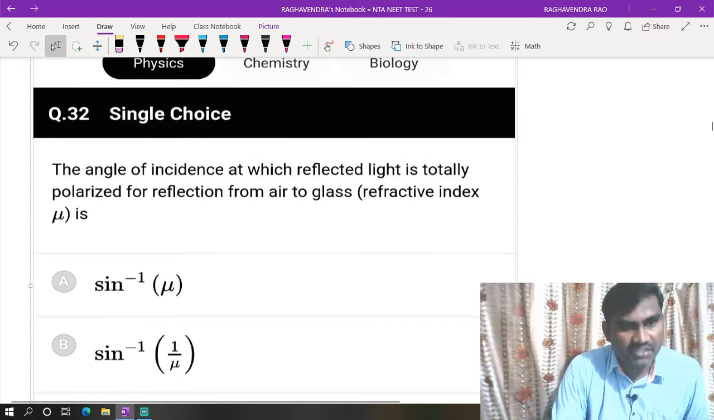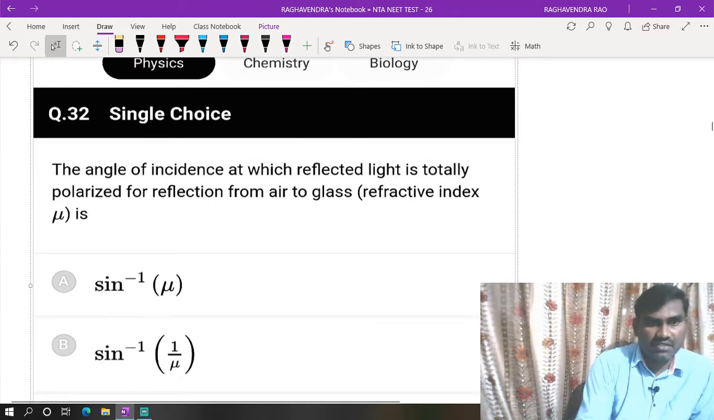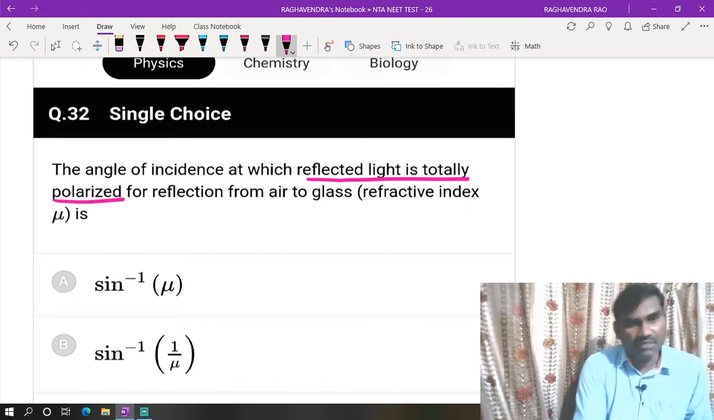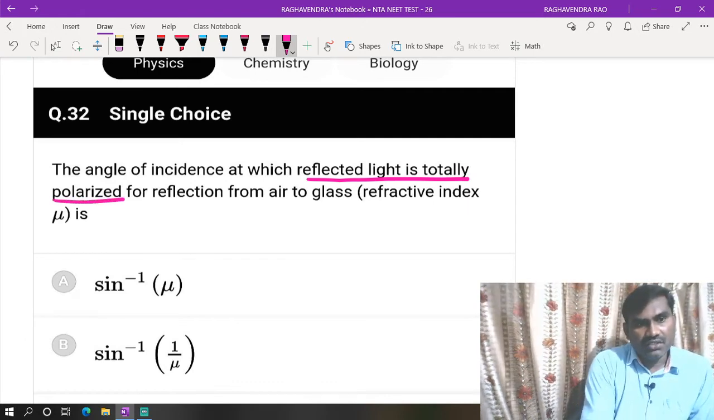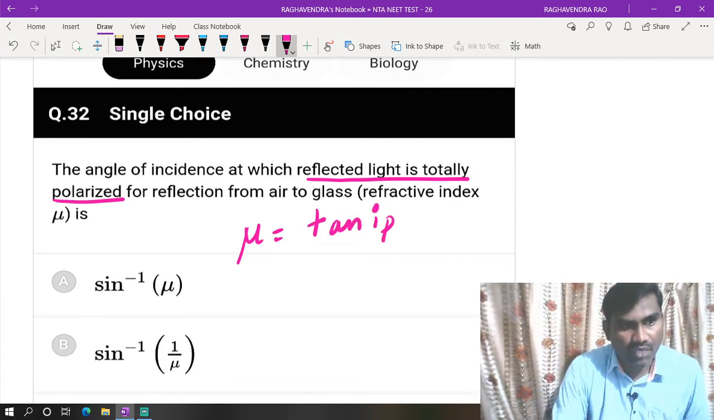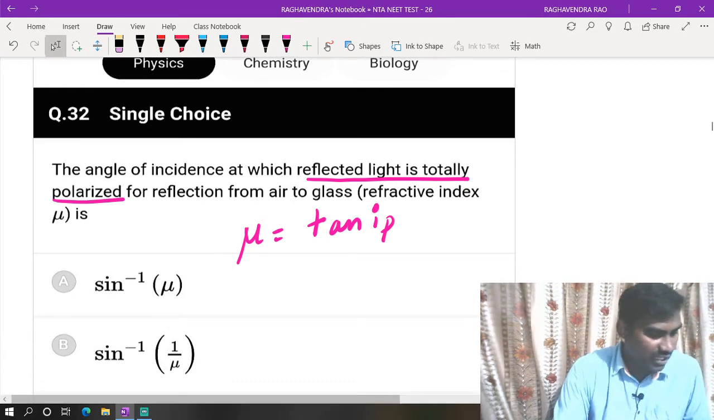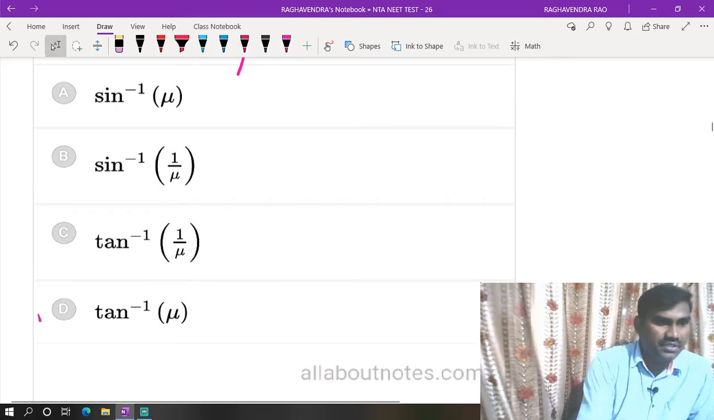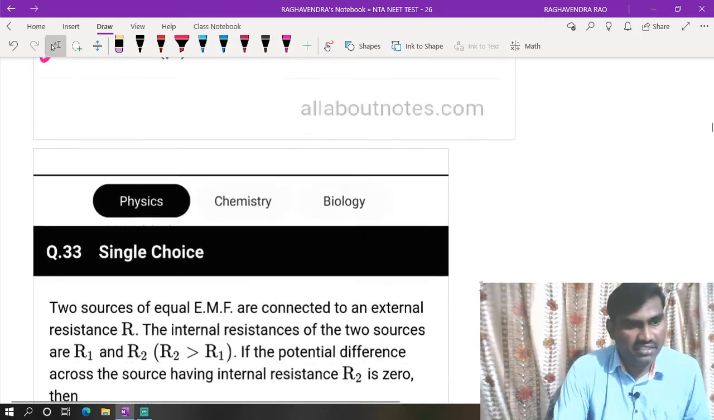The angle of incidence at which reflected light is totally polarized. When reflected light is totally plane polarized, this is nothing but Brewster's law. That means refractive index is equal to tan of the polarizing angle. So the polarizing angle will be equal to tan inverse of mu. That is option B. Direct Brewster's law statement.